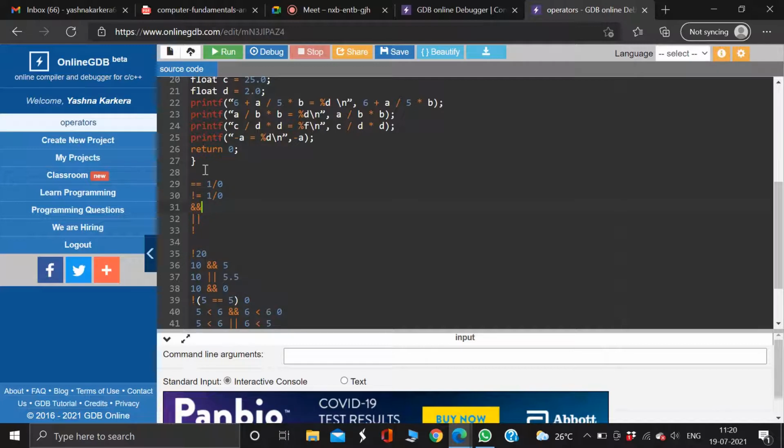This is very clear. It's like equal means 1, not equal means 0. This basically means not equal. If it is not equal, then you get 1 because that condition is true for this operator. And if it is equal, then you get 0.